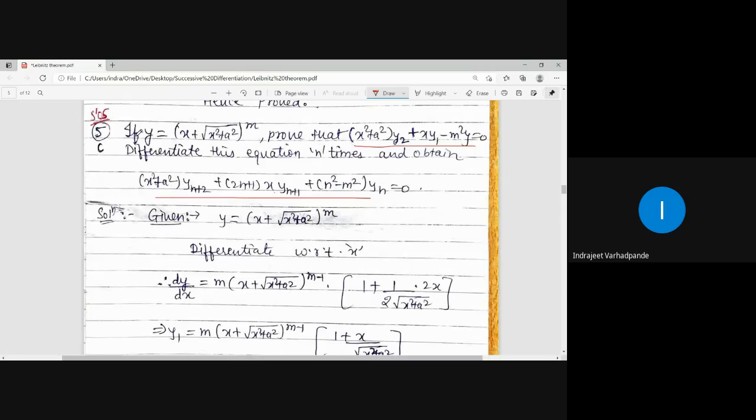The next example for application of the Leibniz theorem, to get the desired result with the help of the Leibniz theorem, is y is equal to (x plus under root of x square plus a square) to the power m. Prove that (x square plus a square) y2 plus x y1 minus m square y is equal to 0. Differentiate this equation n times and obtain the desired result as (x square plus a square) y(n+2) plus (2n plus 1) x y(n+1) plus (n square minus m square) yn is equal to 0.